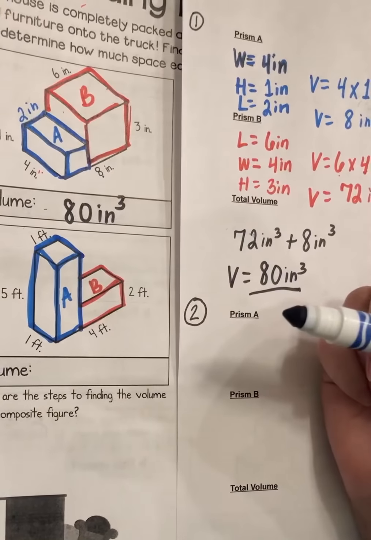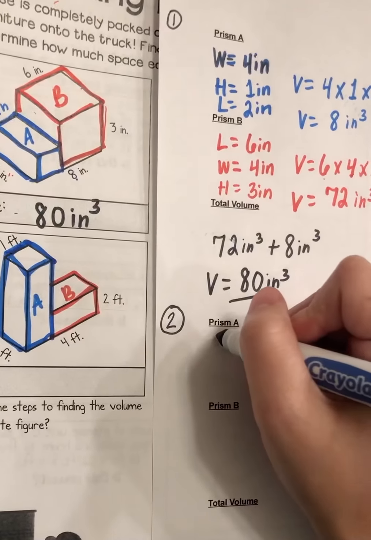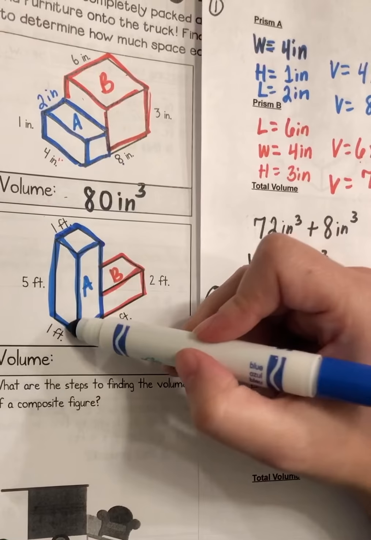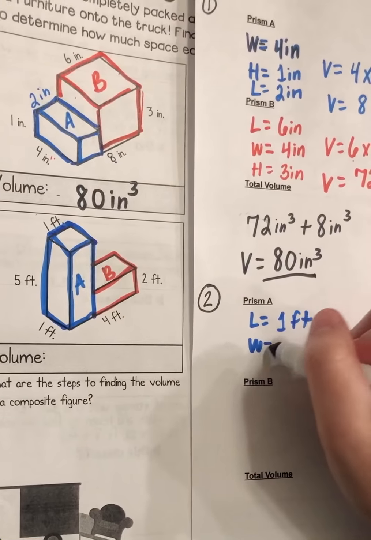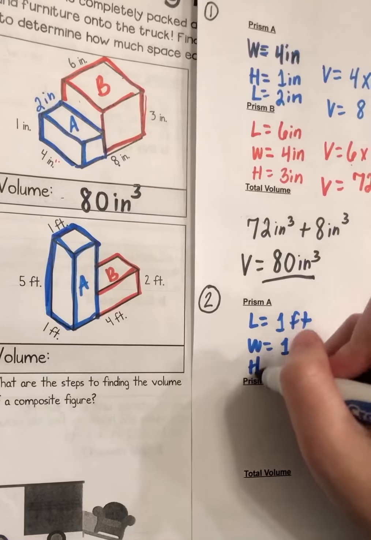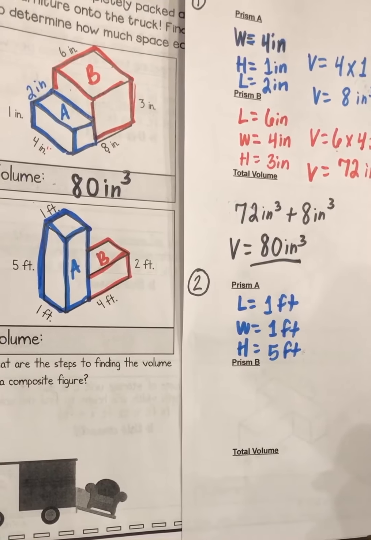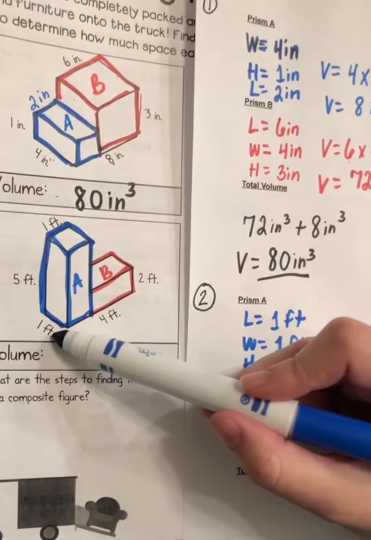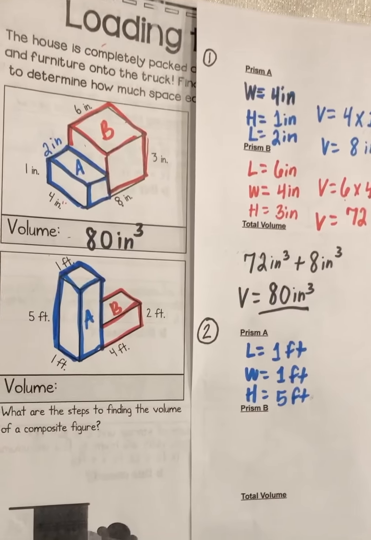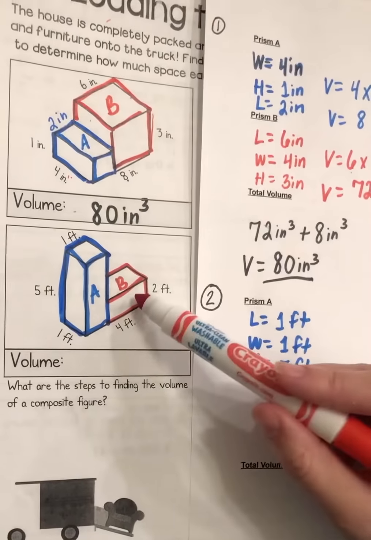So if you look at prism A, you should have found our length is 1 foot. Our width is also 1 foot. And our height is 5 feet. When we began this problem, hopefully you recognized that we were measuring in feet this time and not inches as in number 1. So let's see if we could find our dimensions of prism B now.